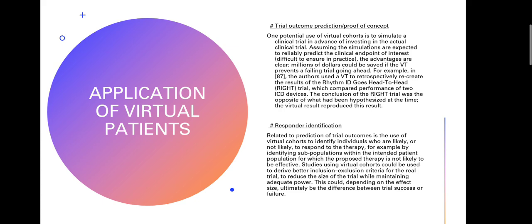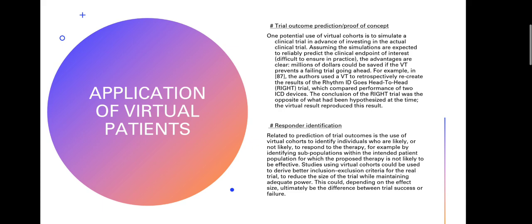Application of virtual patients: trial outcome prediction proof of concept. One potential use of virtual cohorts is to simulate a clinical trial in advance of investing in the actual clinical trial, assuming the simulations are expected to reliably predict the clinical endpoint of interest. The advantages are clear. Millions of dollars could be saved if the virtual trial prevents a failing trial from going ahead.